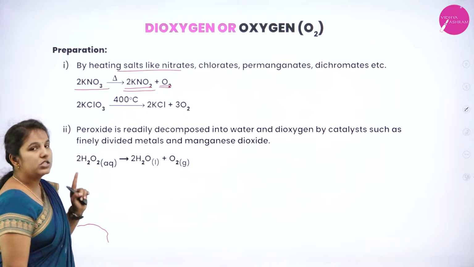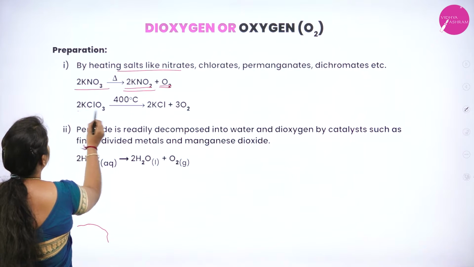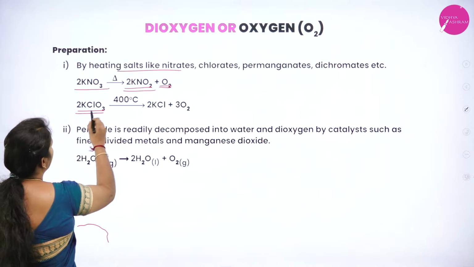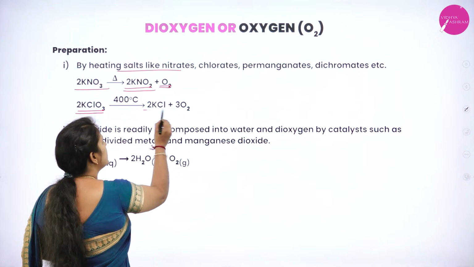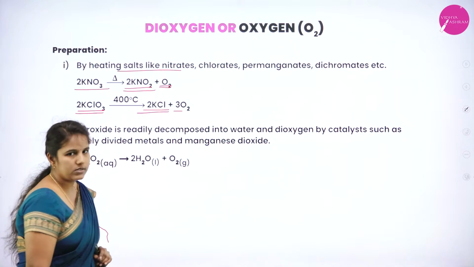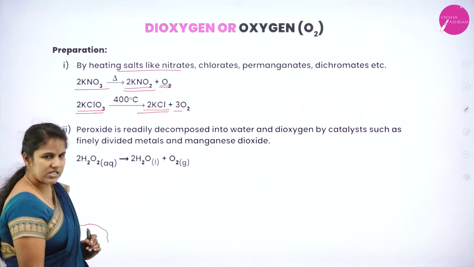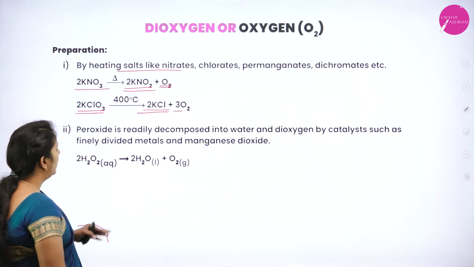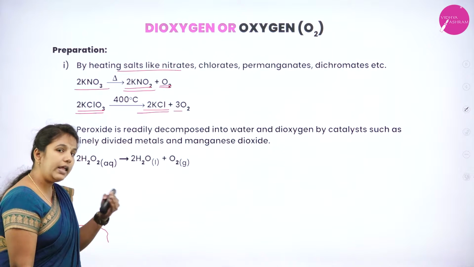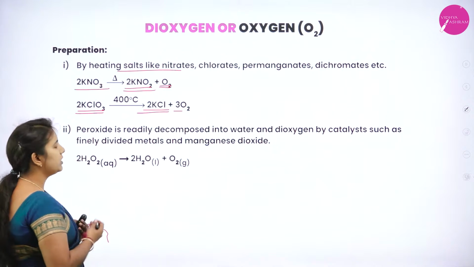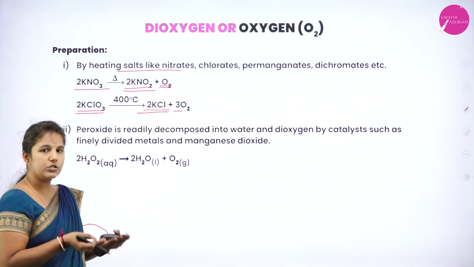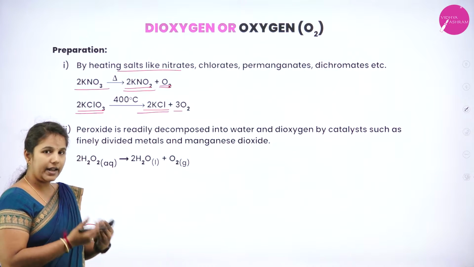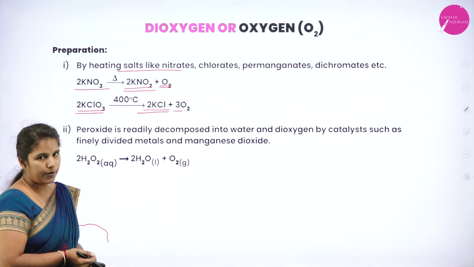Coming to the salts of chloride, this is potassium chlorate, which upon heating gives rise to KCl and also oxygen. KCl is nothing but potassium chloride. And if I consider decomposition reactions, what is decomposition? Because of the heat, the entire reactant gives rise to two or more products, right?